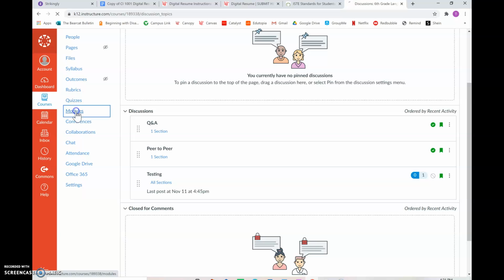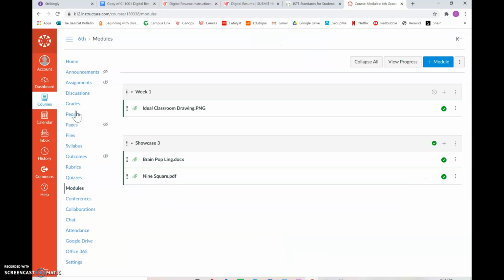They will be finding all of their information in the modules tab like we do in class. Here I have some testers, and we have my BrainPop link and my 9 Square, which I used for Showcase 3. It's all about learning what verbs are and how to use them in a sentence and differentiate them from other types of words.